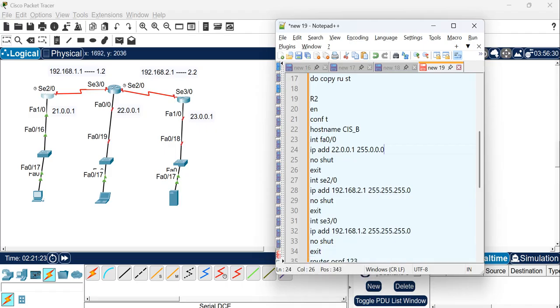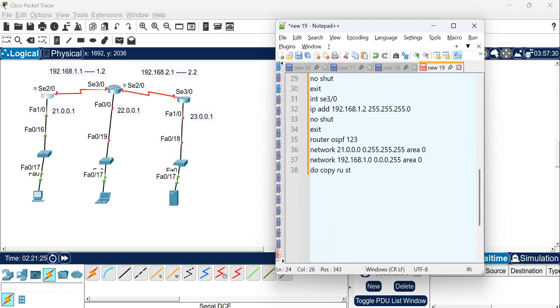Now which networks are physically connected to this? I can have any number. So I got 22, then 21 is also there. Then the network physically connected is 192.168.2.0 followed by the wildcard mask 0.0.0.255 area 0. Clear?